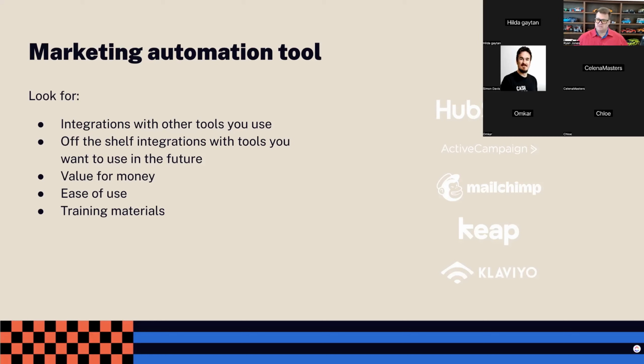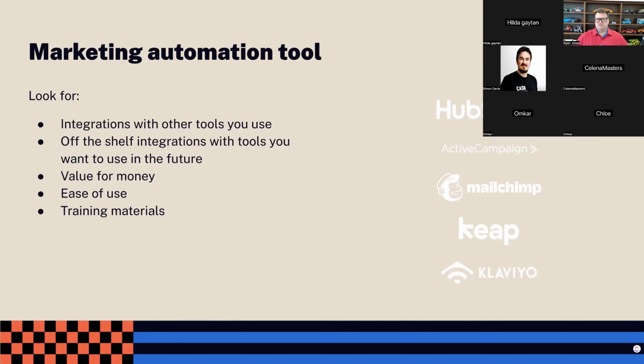ActiveCampaign, MailChimp, they are the same in that sort of world of having automation and CRM in the same tool. Keep does the same thing. And Klaviyo is probably the e-commerce marketers' marketing automation tool of choice. So you've got a couple of different options there. Klaviyo is probably not one that I'd recommend for B2B type businesses, but the others would be pretty universal.